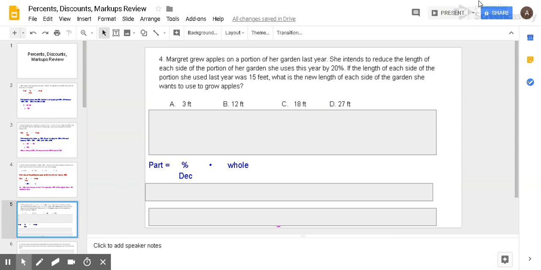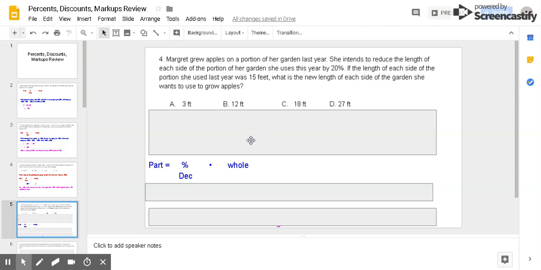All right, number 4. Margaret grew apples on a portion of her garden last year. She intends to reduce the length of each side of the portion of her garden she uses this year by 20%. If the length of each side of the portion she used last year was 15 feet, what is the new length of each side of the garden she wants to use to grow the apples?